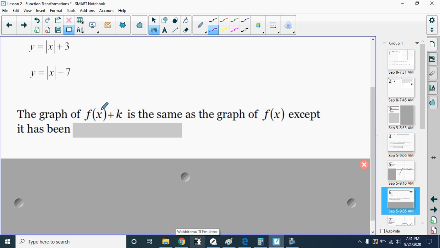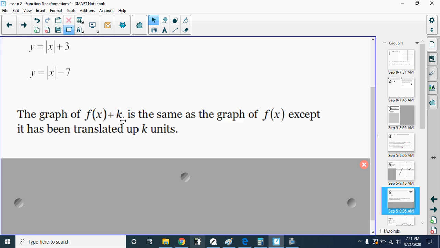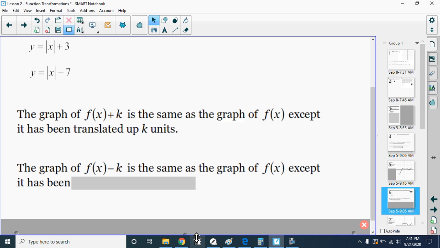So the graph of f of x plus k on the outside this time, not next to the x, but on the outside, is the same as the graph of f of x, but now we've moved it up. That will move it up k units, and f of x minus k, like that, will move it down k units. So if it's tacked onto the end, plus means up and minus means down, which is exactly what you would think. Plus in the positive direction is up, and minus in the negative direction is down.